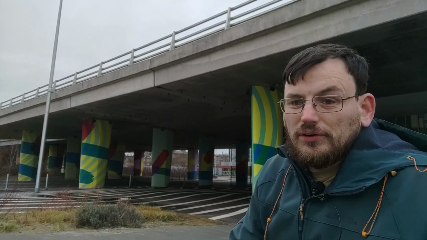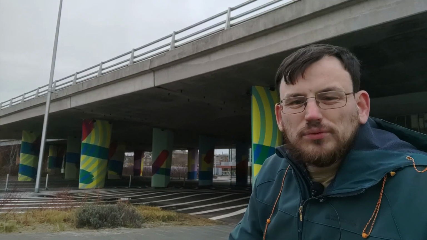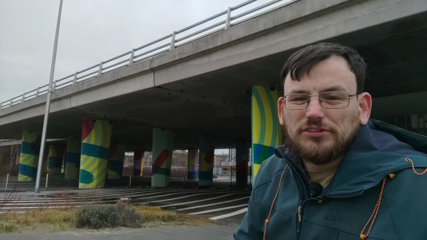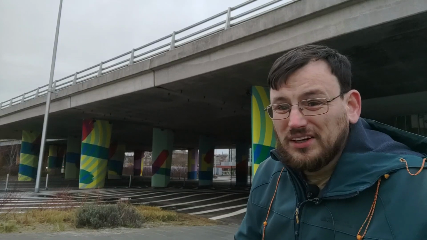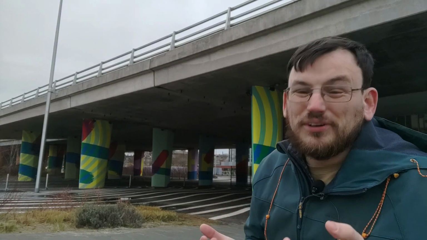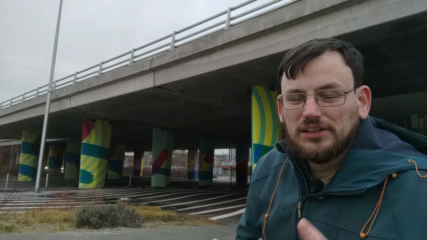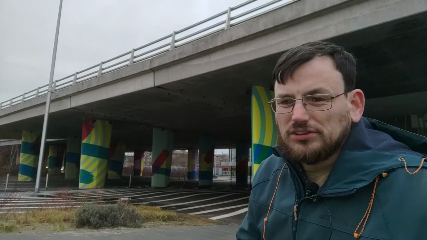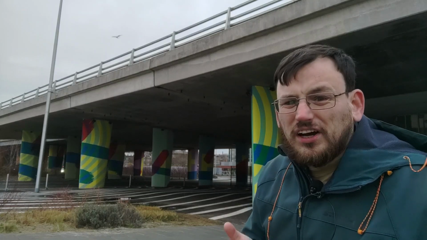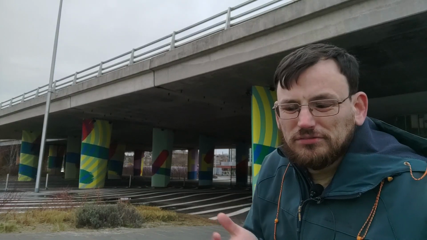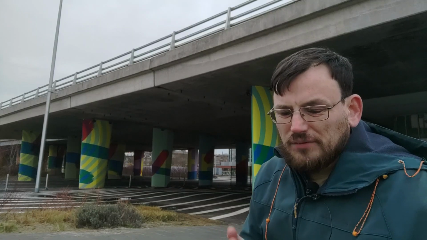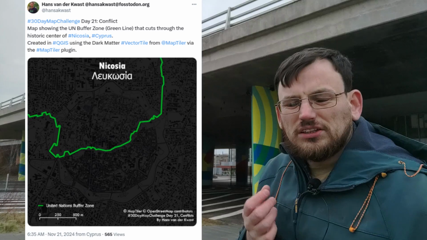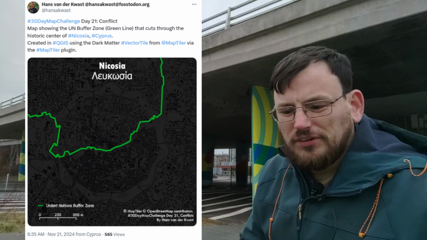Day 21's prompt was conflict, and I think it's really important to understand different conflicts and the power behind maps on that. Sometimes maps help conflict, sometimes they can exacerbate it and make it worse. Some people really went into a load of subjects on there, some serious, others silly, some about human conflict, some about others.